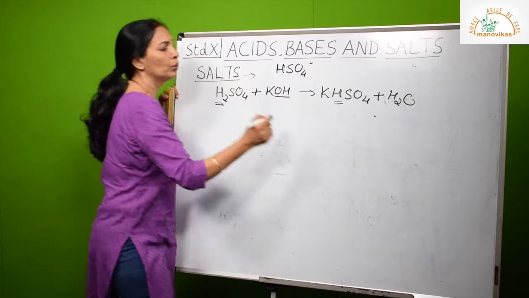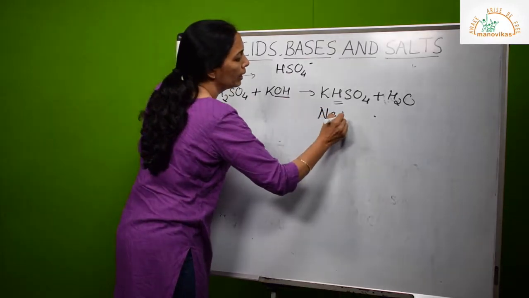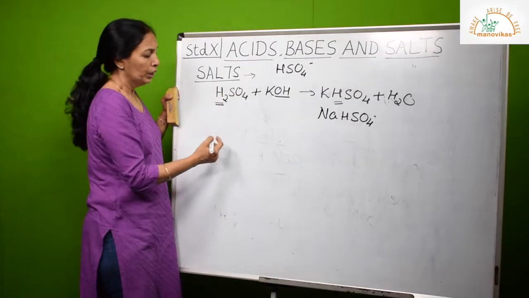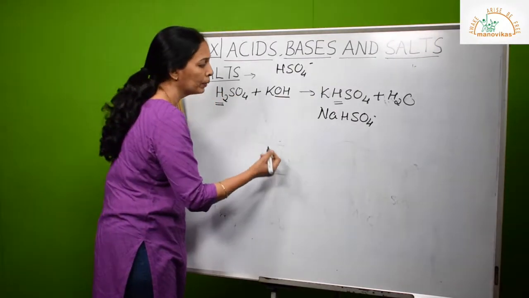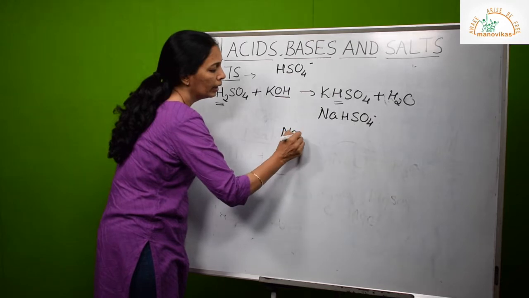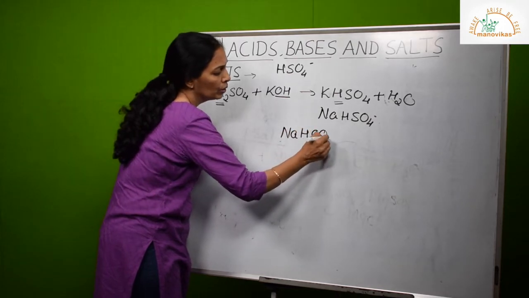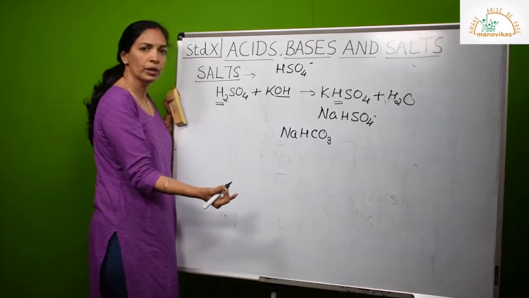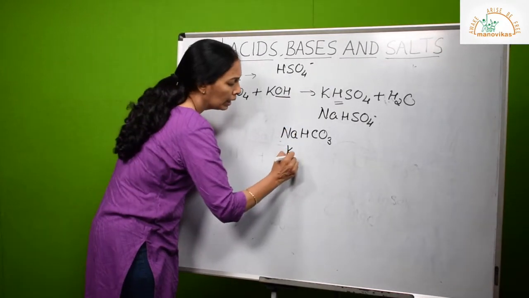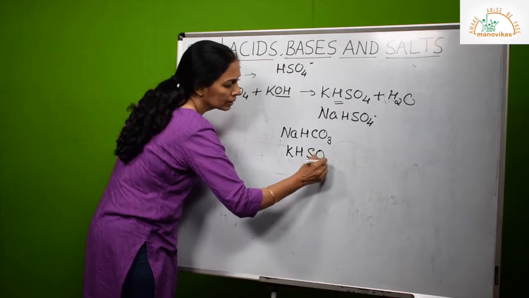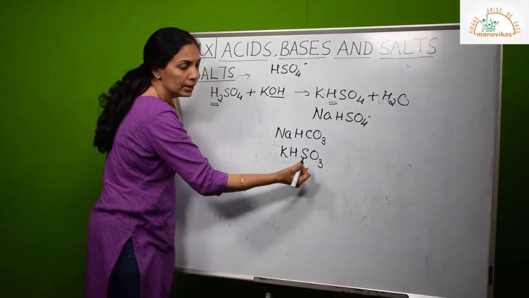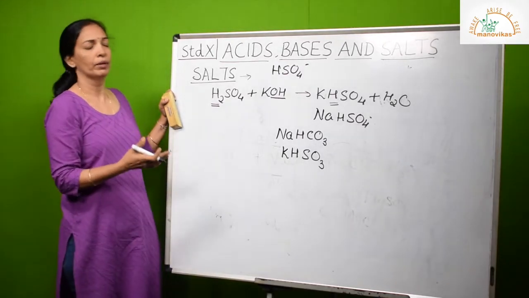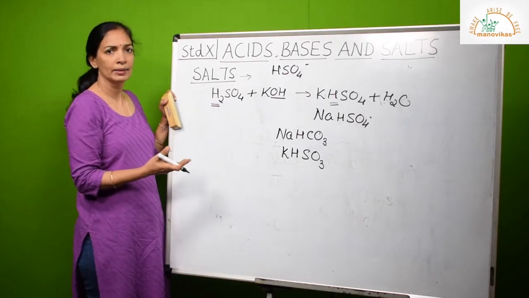Like this you can get NaHSO4. These are hydrogen sulfate salts. There are other examples, carbonate salts, NaHCO3, sodium hydrogen carbonate, or potassium hydrogen carbonate can also be written, or KHS, potassium hydrogen sulfide. So these all are acid salts where still one replaceable hydrogen ion is there.